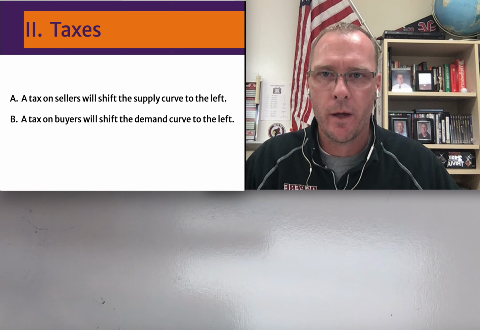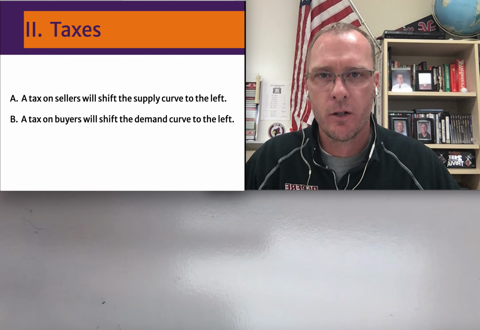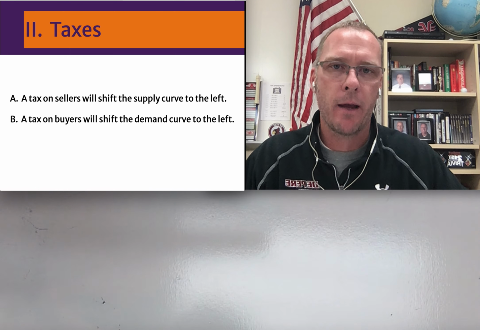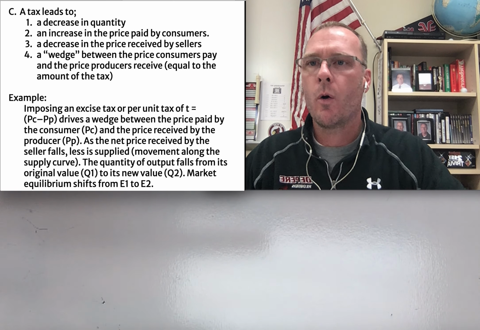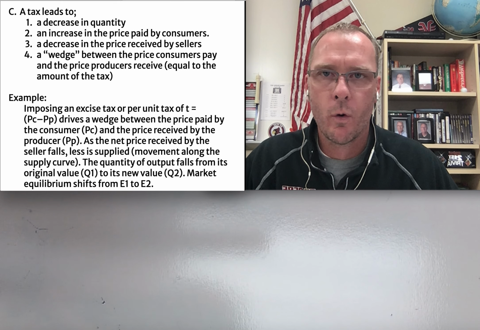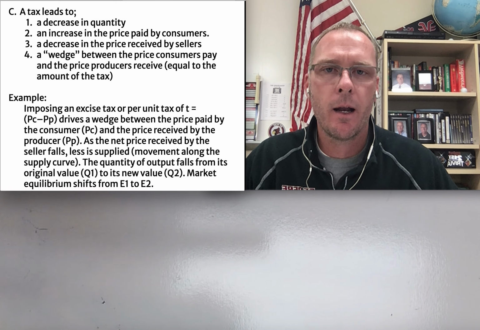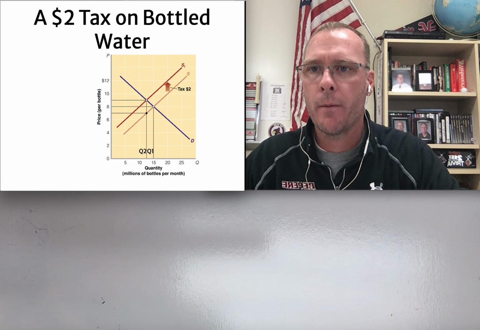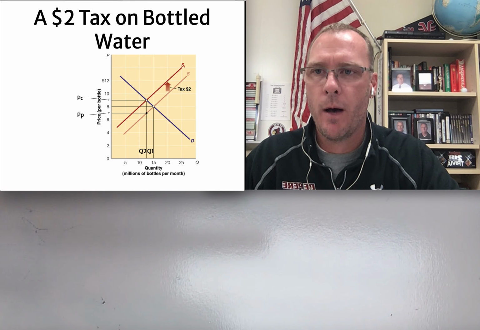Taxes are going to do one of two things. A tax on sellers is going to shift the supply curve to the left. A tax on buyers is going to shift the demand curve to the right. So this is a whole bunch of words. You can pause the video and read it, but when we go through it, it's probably easier to describe it that way. Okay, this is going to be a $2 tax on a bottle of water.